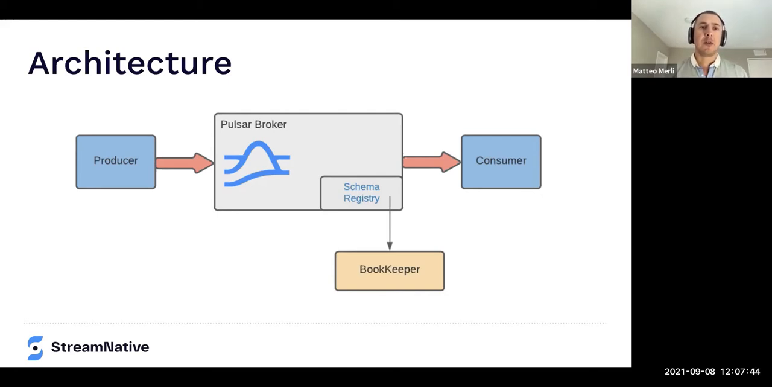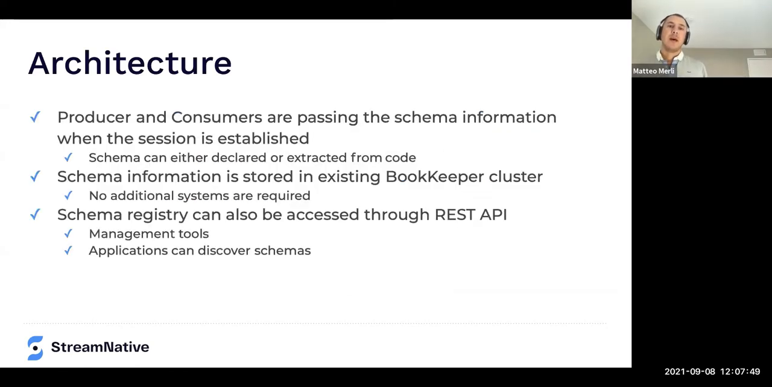But yeah, all the interaction that producer and consumer will have will be through the brokers. The producers and consumers are going to be passing us schema information, and there are a few ways to declare that or to extract it. For example, if you pass a Java class as a POJO, then we'll be able to automatically extract the fields for this class and derive the schema of this class. And then we can send it to the broker. The broker will validate that the schema is valid and conformant.